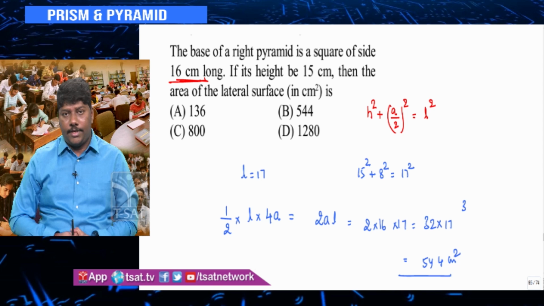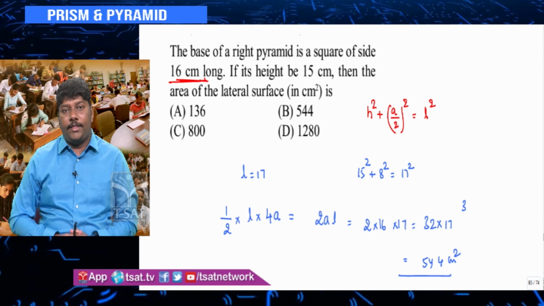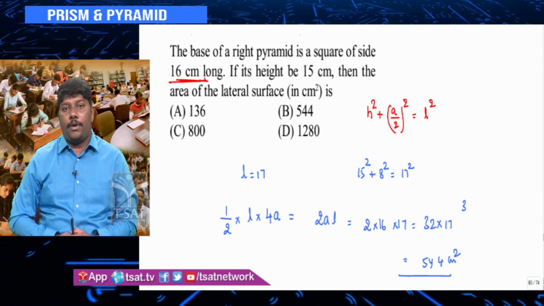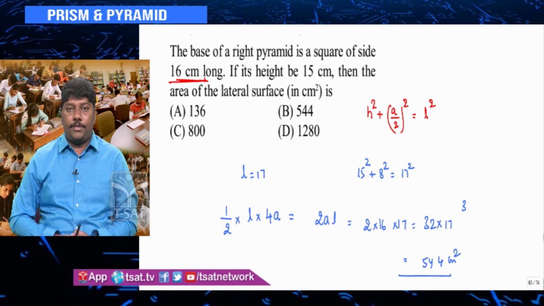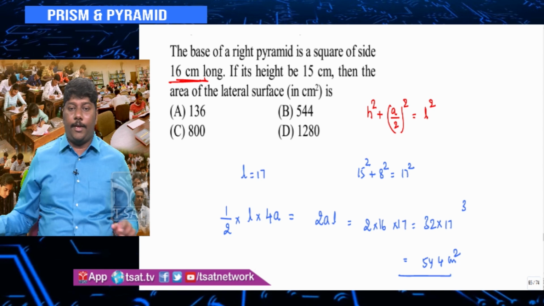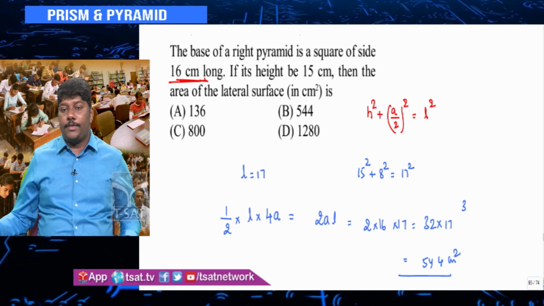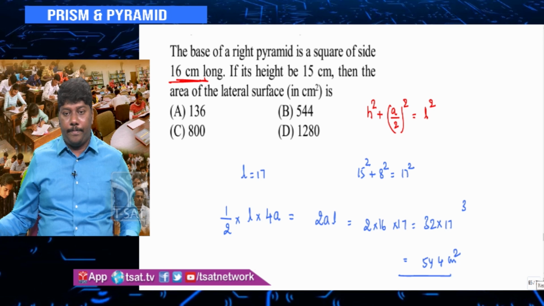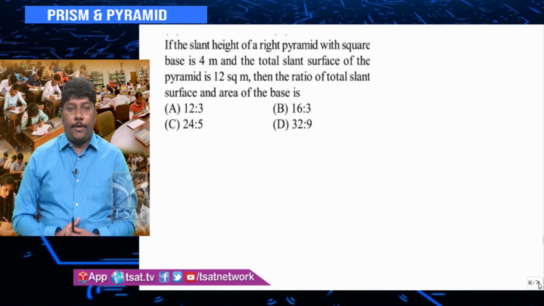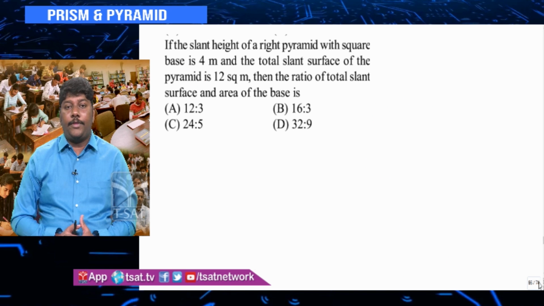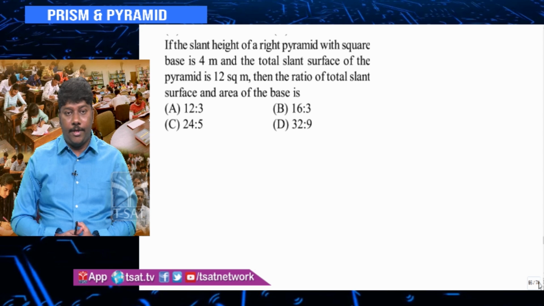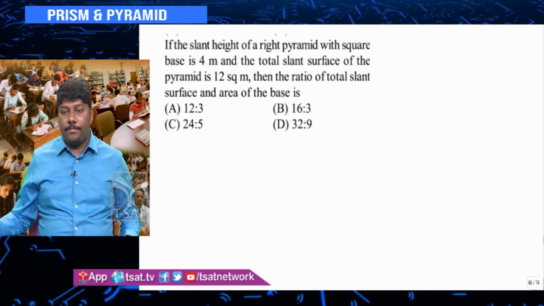If you want the total surface area, all you have to do is take the area of the square, that is 16 into 16, 256, and add it to the lateral surface area. So add the base to the lateral surface area in order to get the total surface area. Here, the slant height of the right pyramid with the square base is 4 centimeters, I think they have done this.